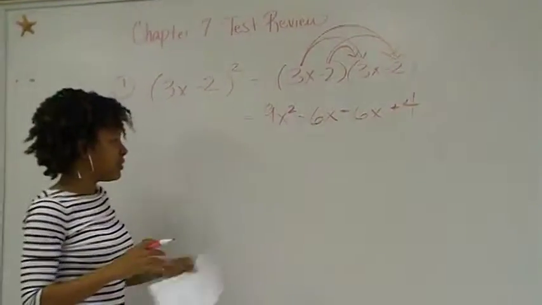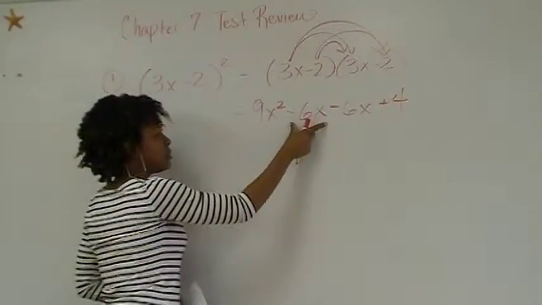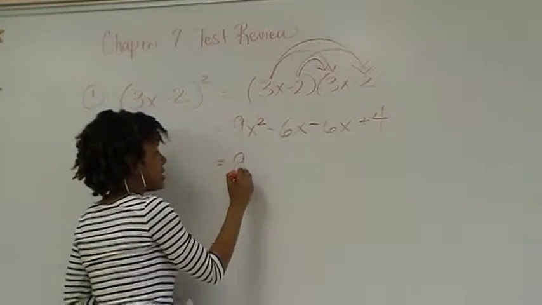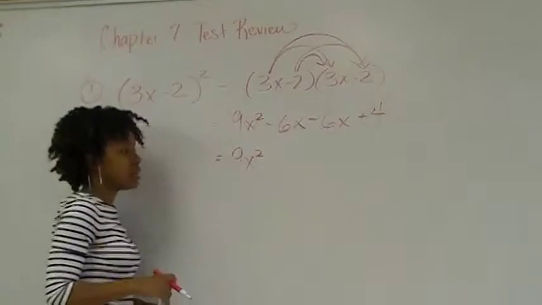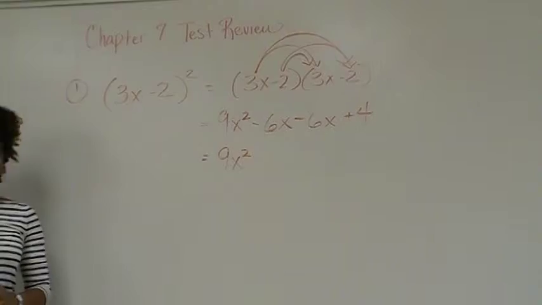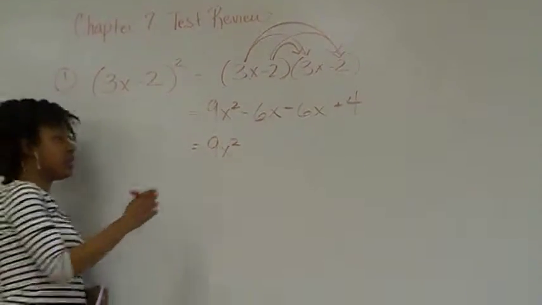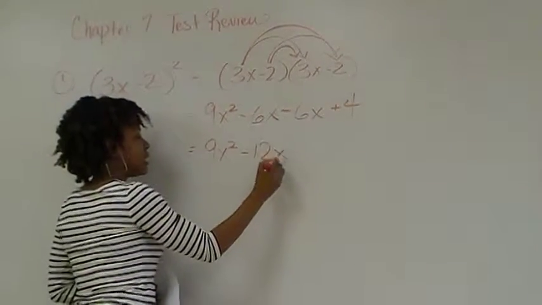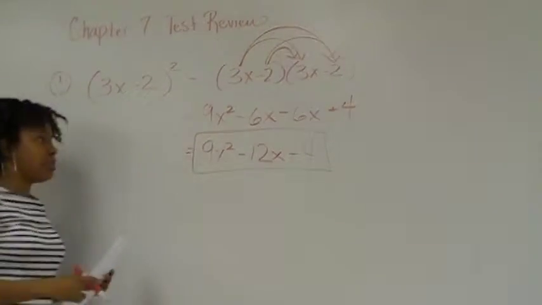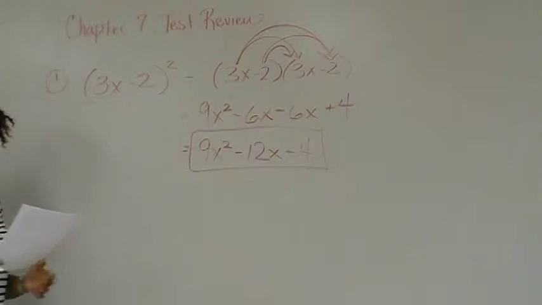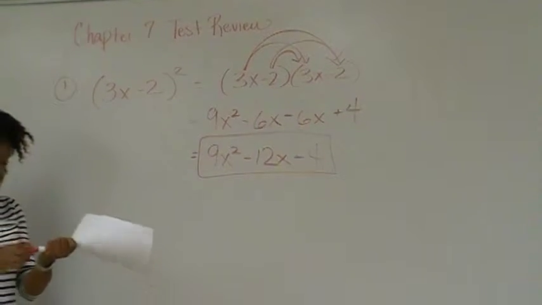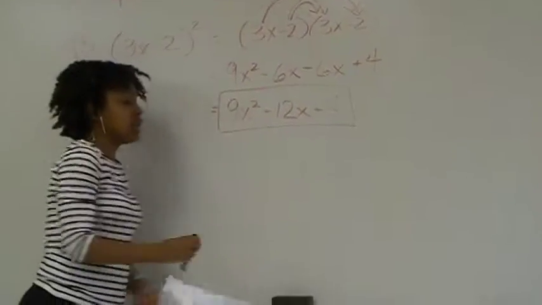Okay, so you simplify this. You can combine like terms. Minus 6x, minus 6x. If you do negative 6 minus 6 in your calculator, what do you get? Negative 12x. Very good. So don't forget the x, negative 12x. So that's your final answer: 9x squared minus 12x plus 4. Make sense?